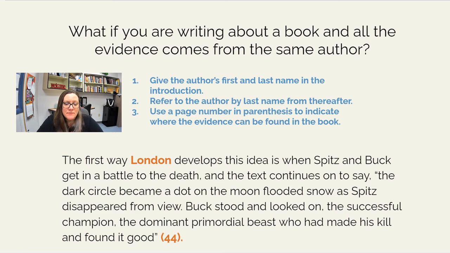So in this paragraph, at the beginning of the sentence, the first way London develops this idea, they use just his last name, London, to refer to him. And then the quote is given here, and the page number in parentheses at the end of the quote is given for that quote. And if you were to paraphrase or summarize a section, again, at the end of that paraphrasing or summarizing, you would just put in parentheses the page number or page numbers where that information is coming from.